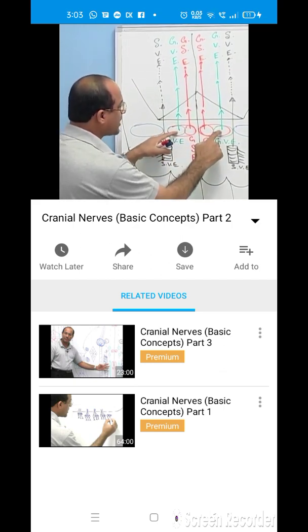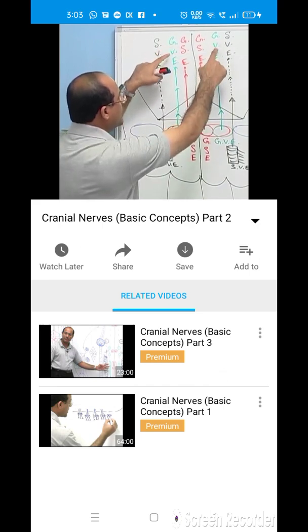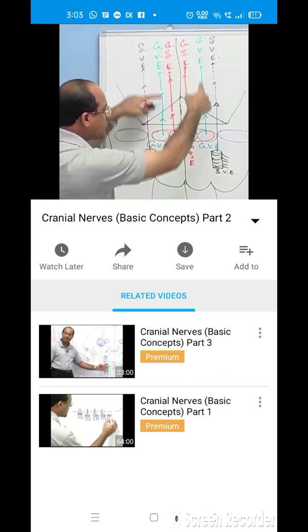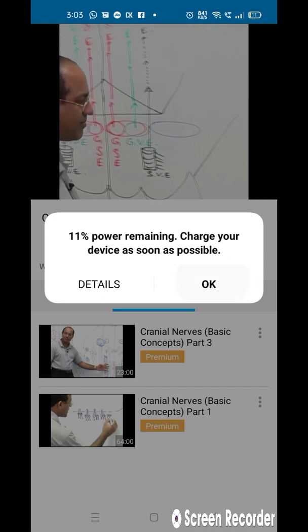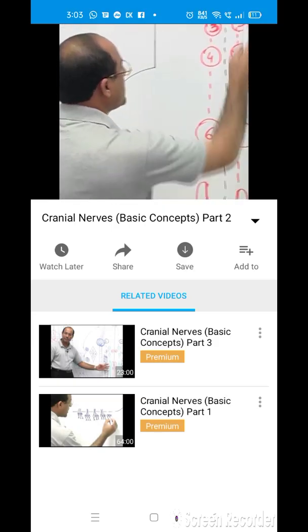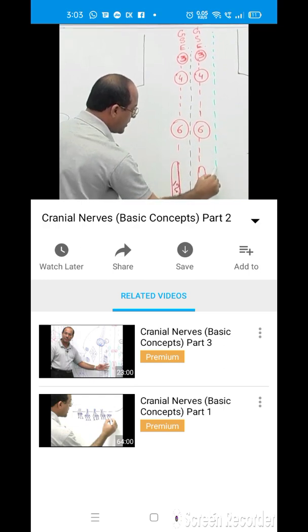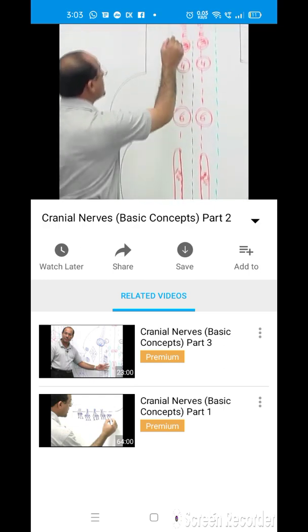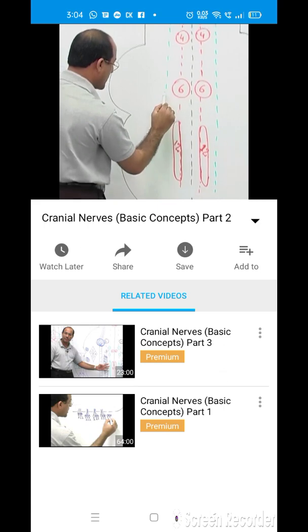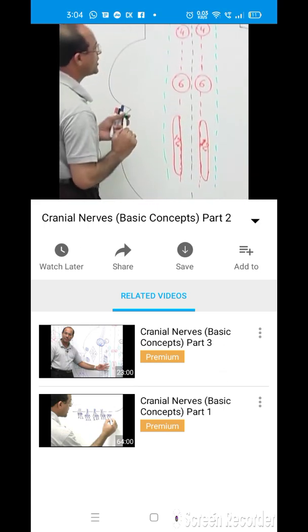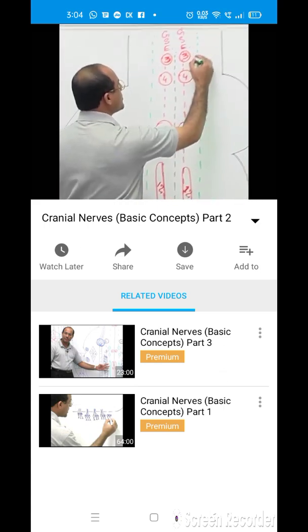Then we come to the next column. What is this column? General visceral efferent. And this column will have its own representation. This column should be laterally present, lateral to this one. You know what the representations are here?